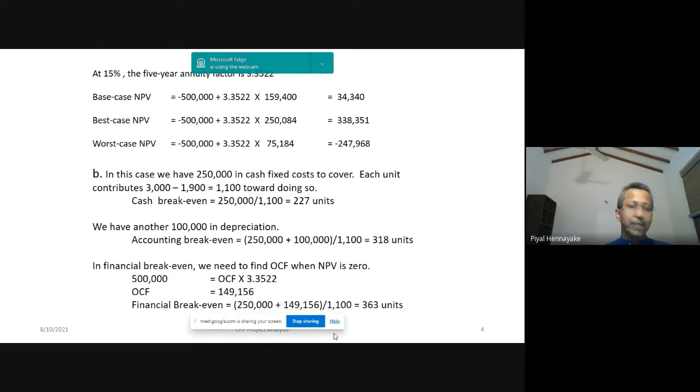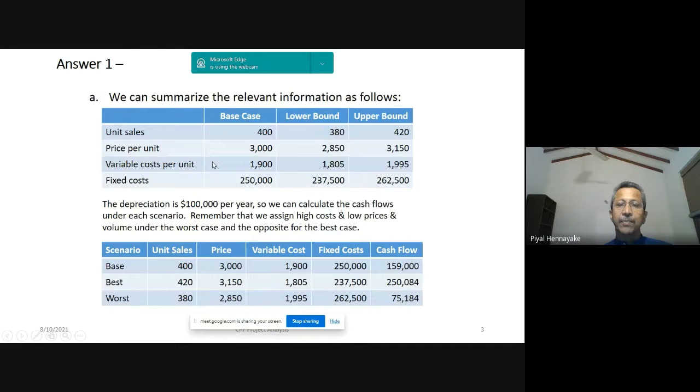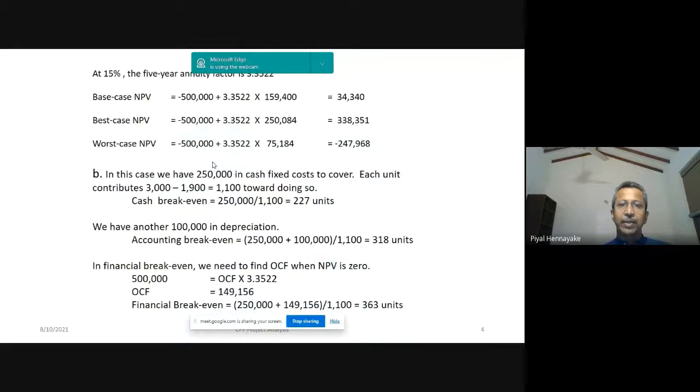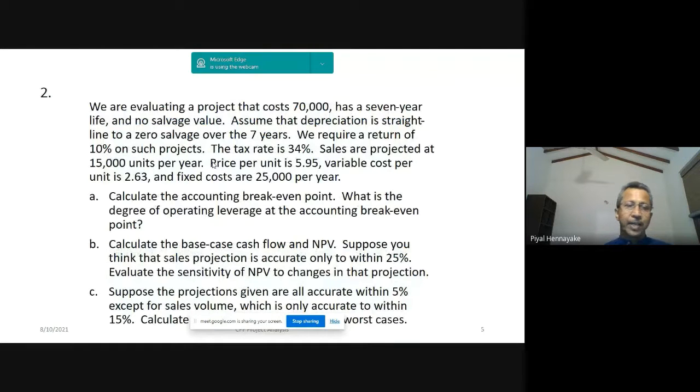A 0 NPV and IRR just equal to the required return. So IRR will be, what was the required return? 15%. IRR will be 15%. NPV will be 0. Any questions? Any queries on the question 1? Any clarifications?